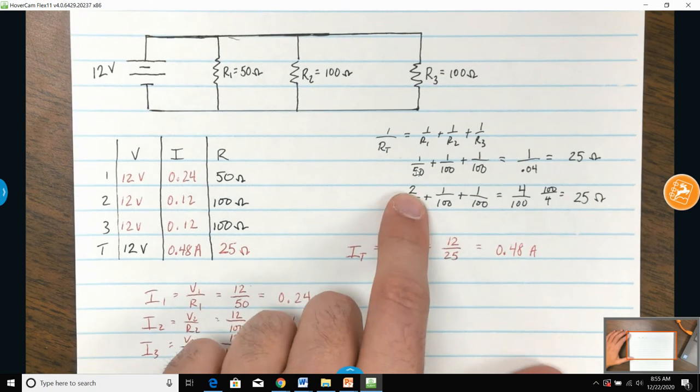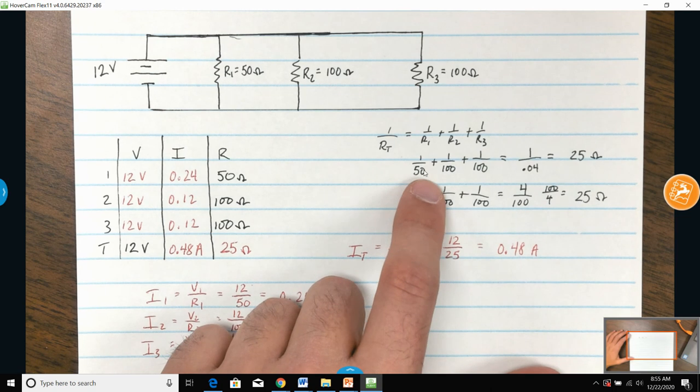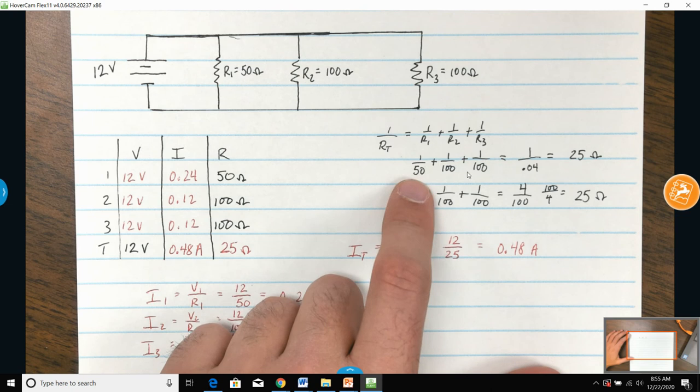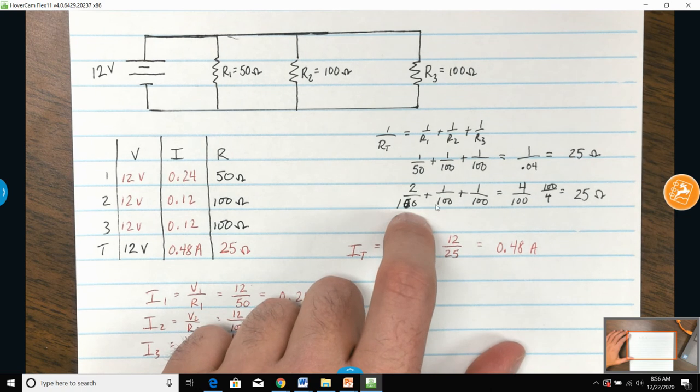Or what you can do is find the lowest common factor between the resistors, which in this case would be 100. So you can leave these two the same because they're already at 100. But to get 50 to 100, what do you have to multiply it by? 2. So the 50 also needs to become a 100.